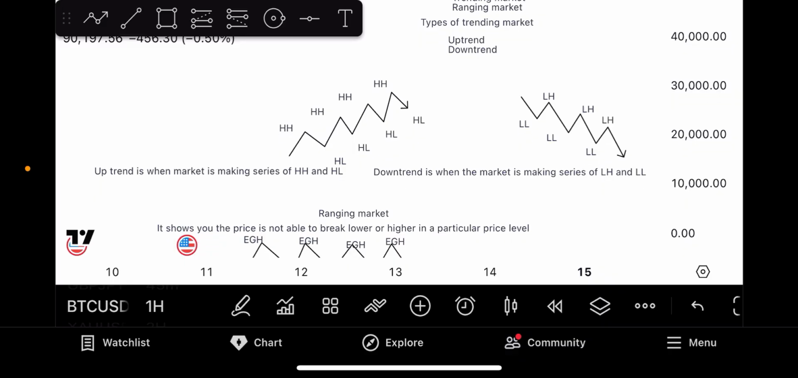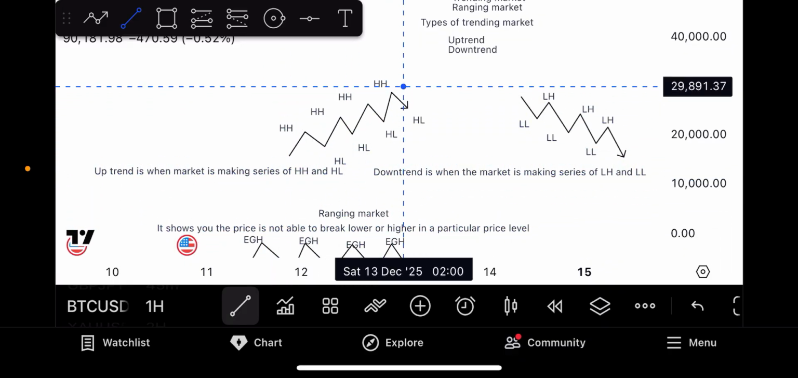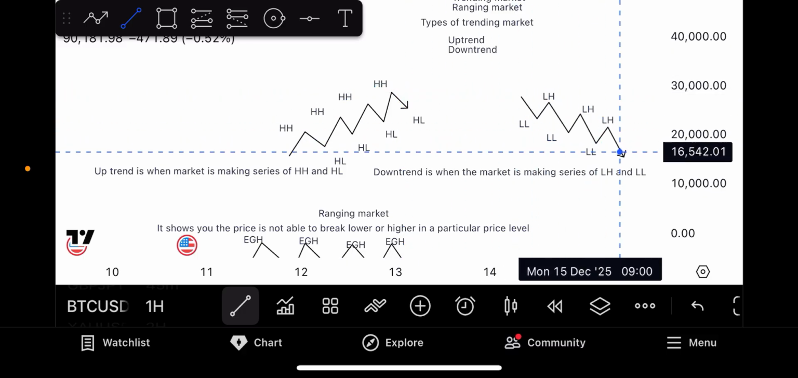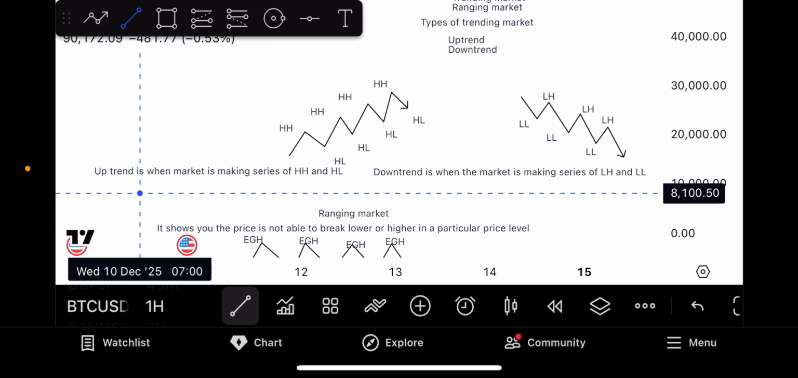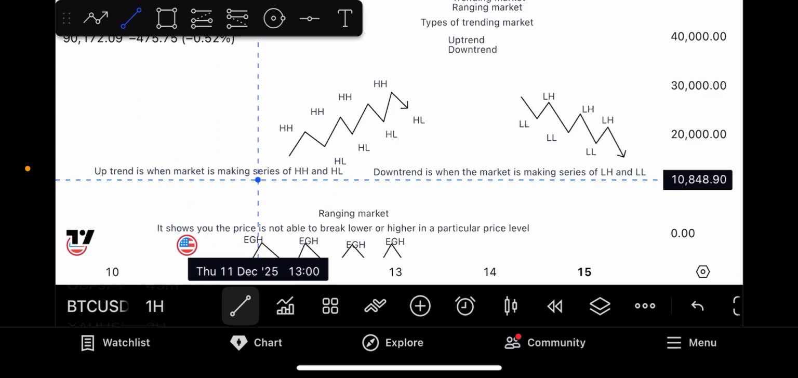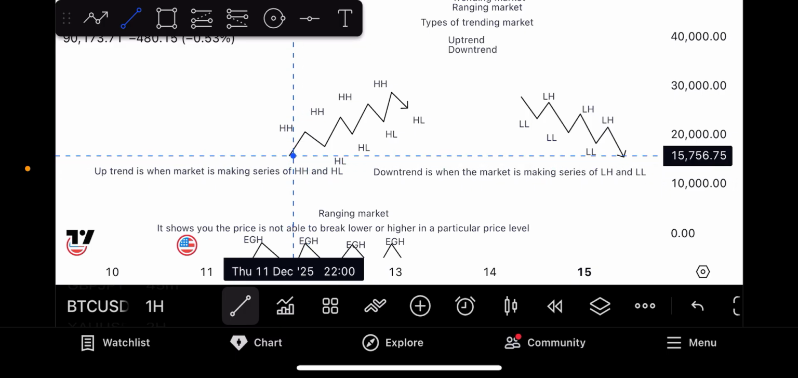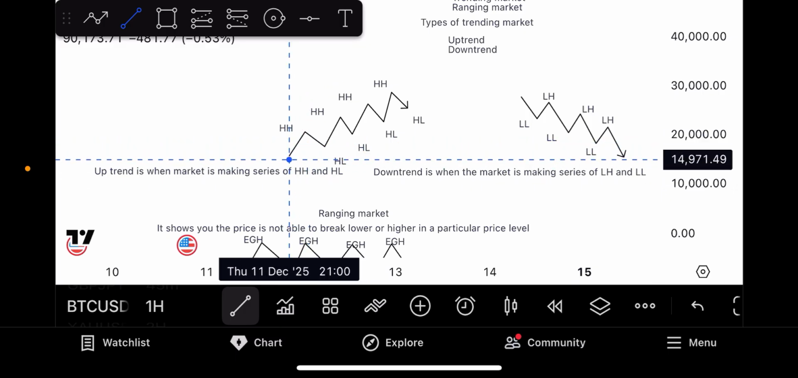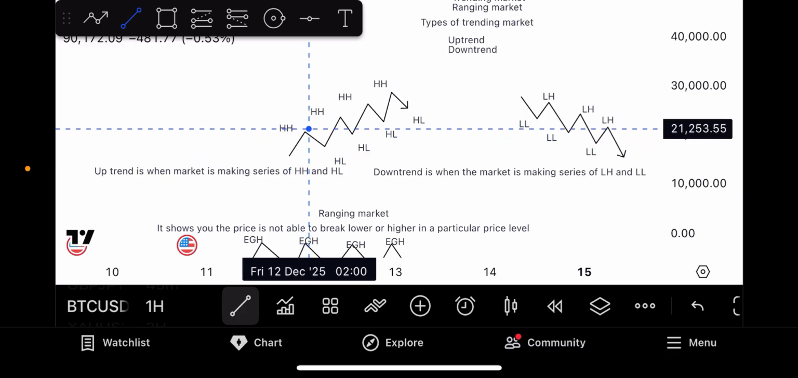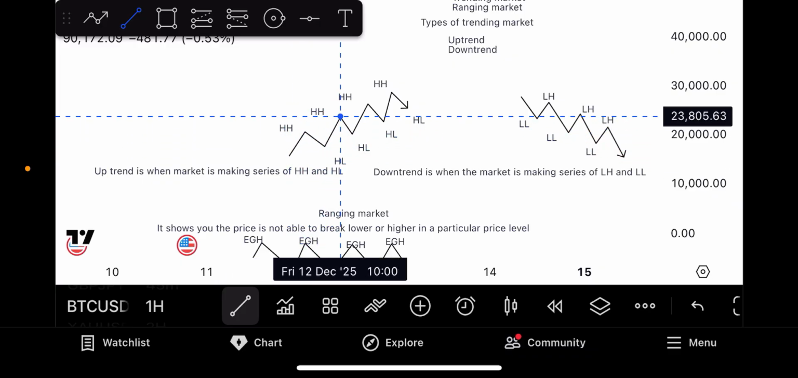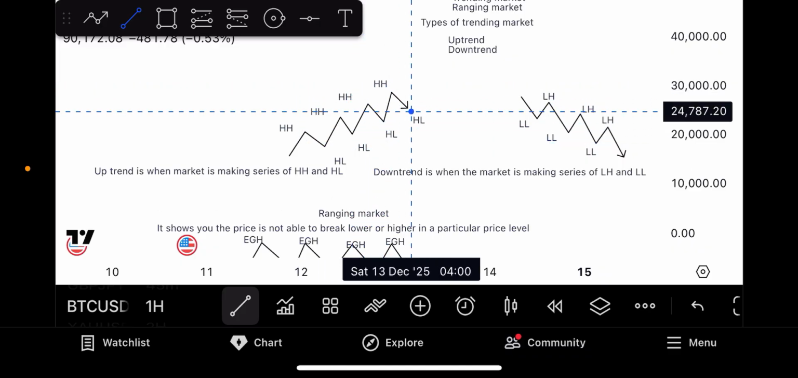As you can see here, this is an uptrend and this is a downtrend. What is an uptrend? An uptrend is when the market is making a series of higher highs and higher lows. Here's an example. You can see the market was moving to the upside, making a series of higher high, higher low, higher high, higher low.